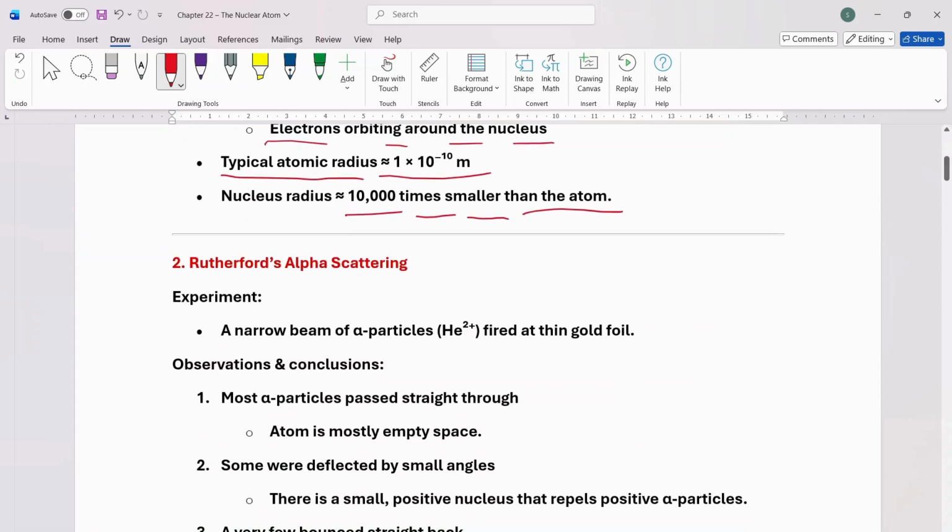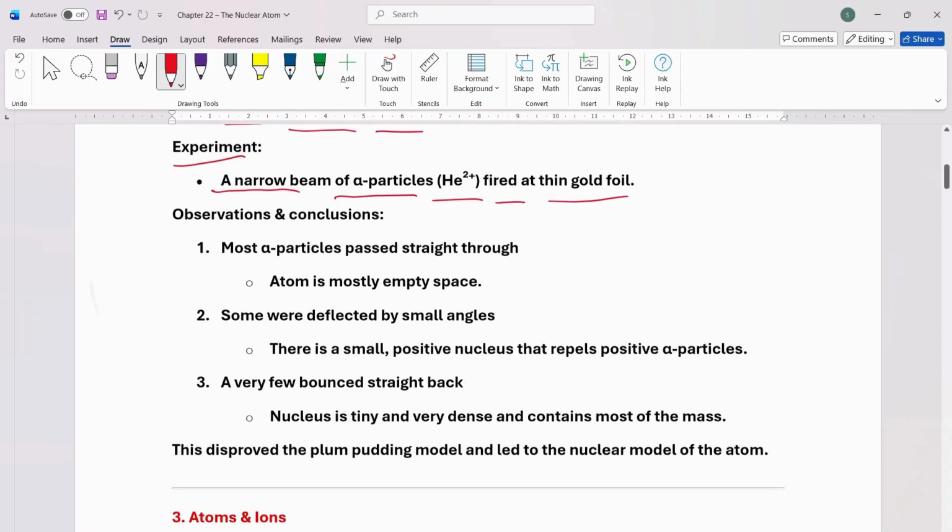Let's discuss Rutherford's alpha scattering. The experiment was about a narrow beam of alpha particles, helium 2+, fired at thin gold foil. The observations and conclusions: number 1, most alpha particles passed straight through. It shows the atom is mostly empty space.